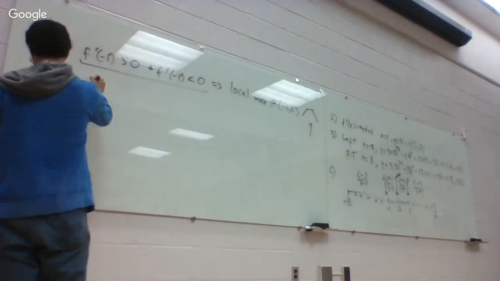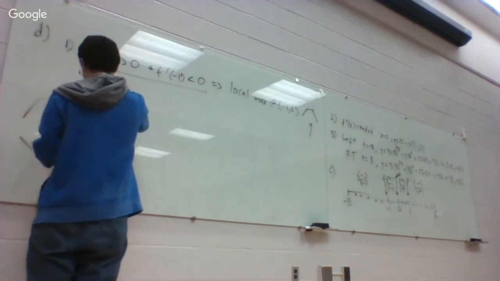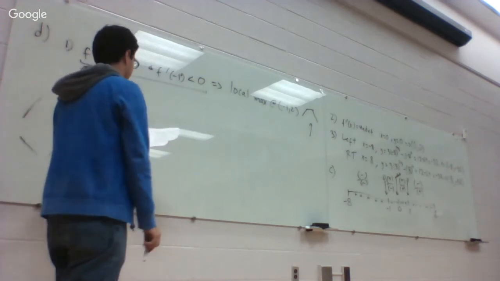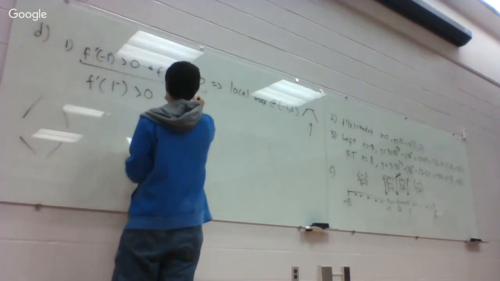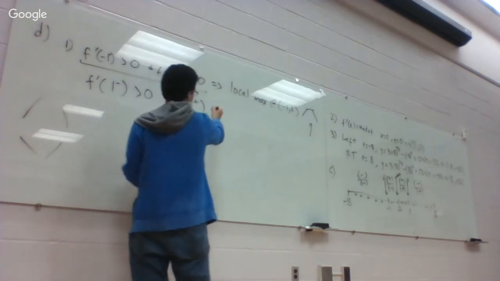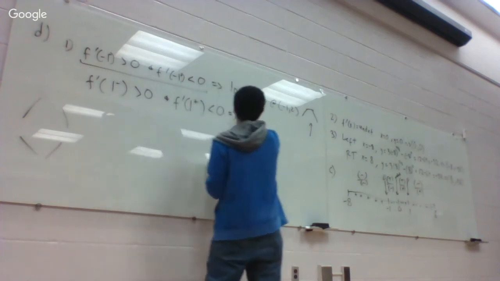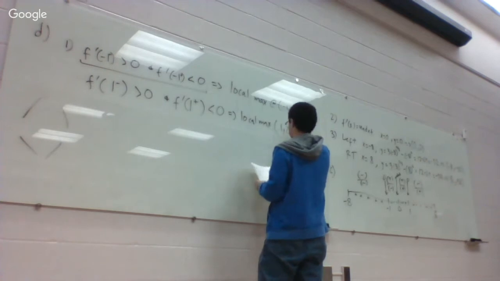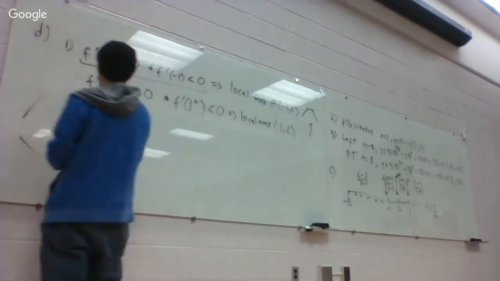And the second point that we found with step 1 is +1. So from the negative side, what is it? Greater than 0. And from the right side, it is what? Less than 0. Therefore, local max at 1, 2. Is it 1, 2? Are you guys good with that?